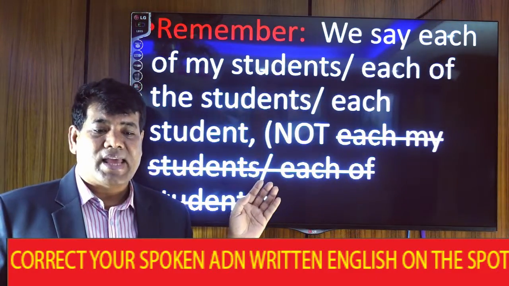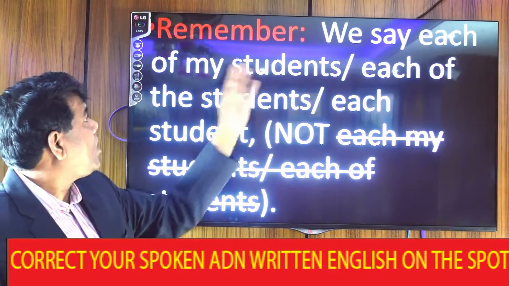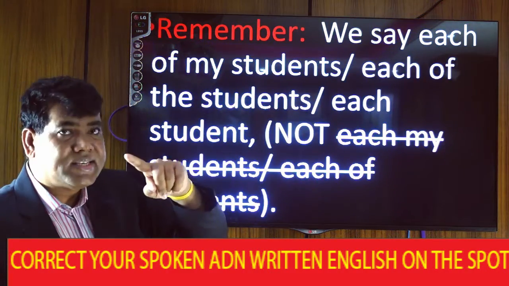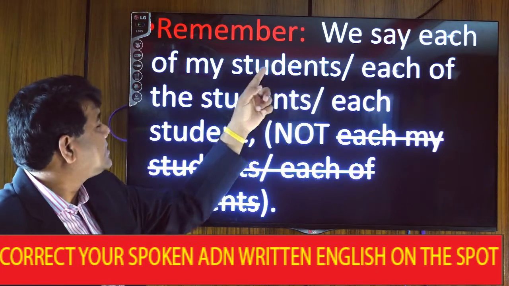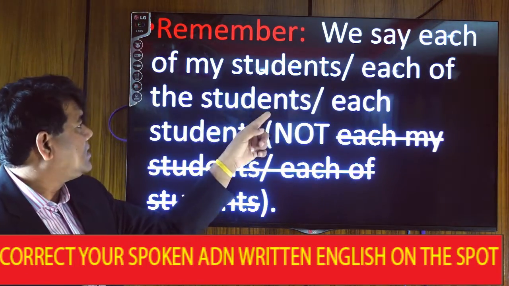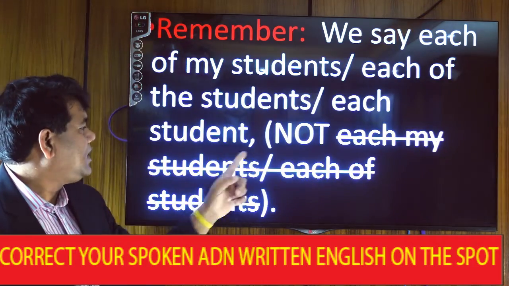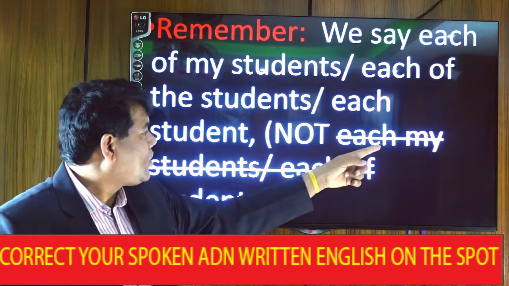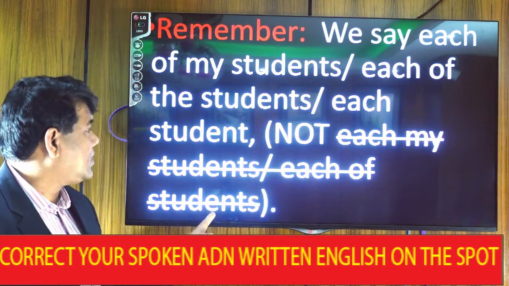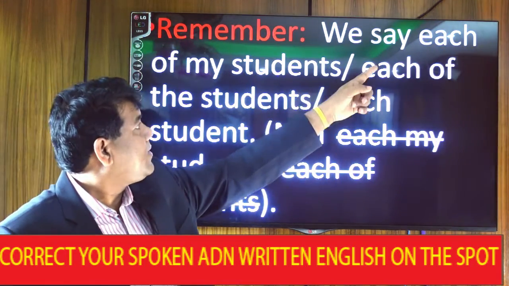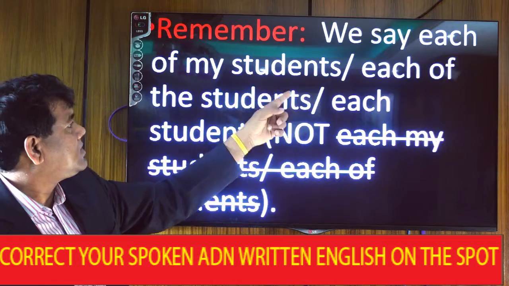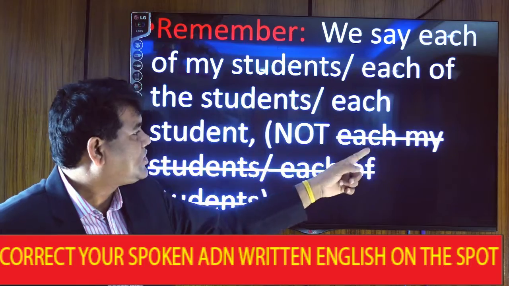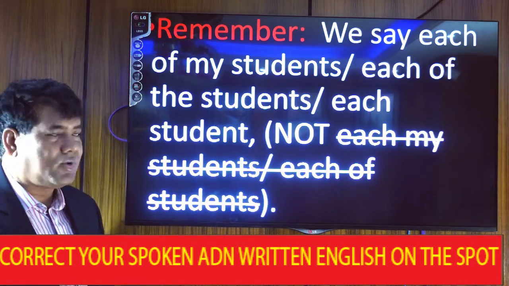Remember, we say each of my students, each of the students, each student, not each of my students or each of students. Never use "each my students" or "each of students." Always use each of my students, each of the students, or each student. Okay.